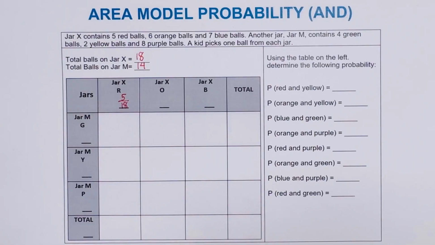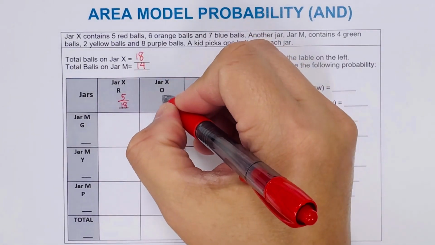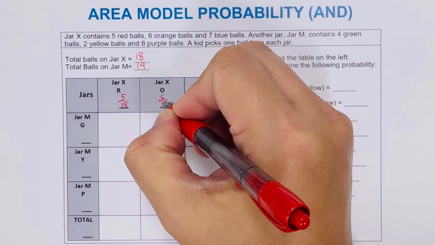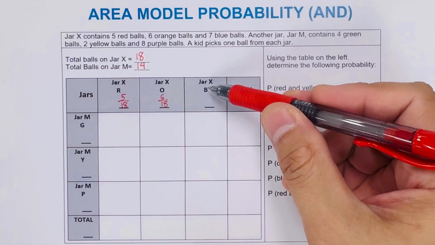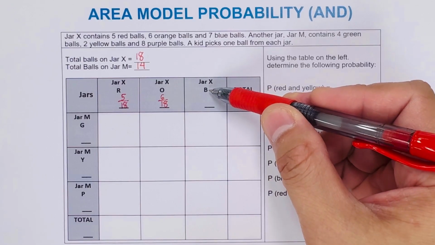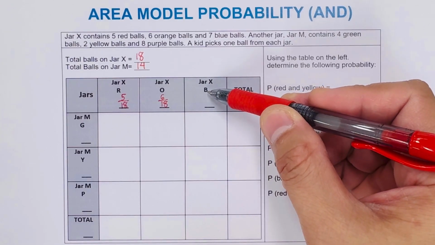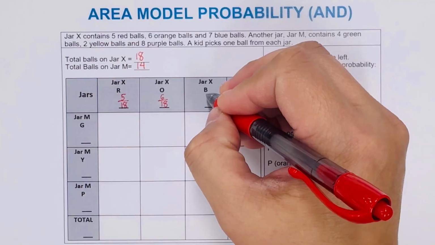Next, how many orange are there? 6 out of 18. And then we have here jar X. How many blue are there? That's 7 out of 18.